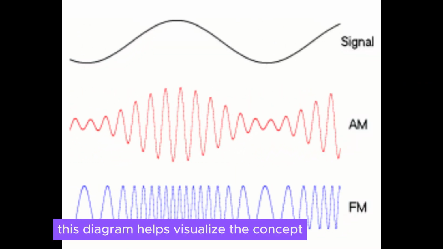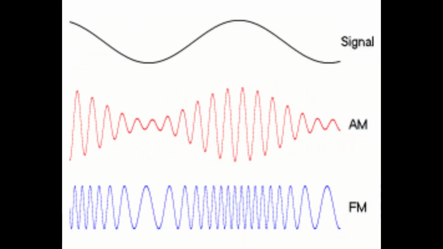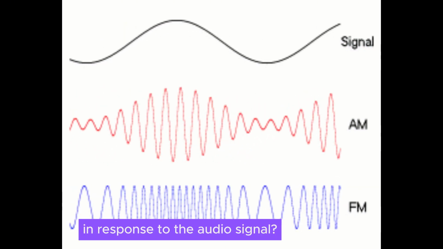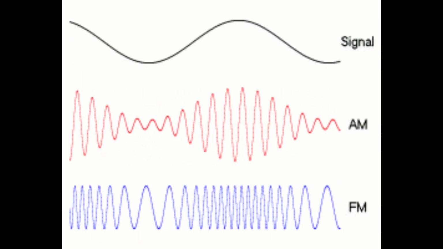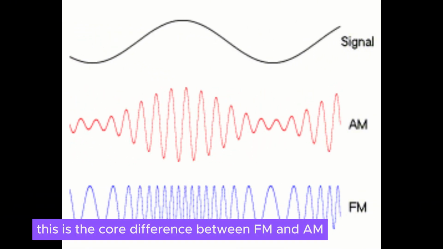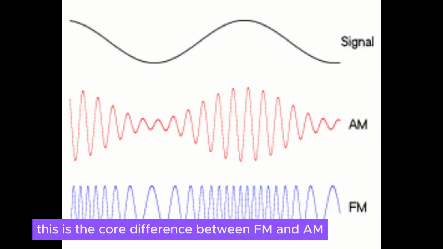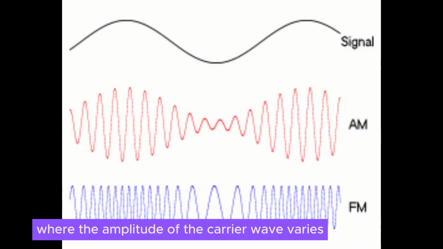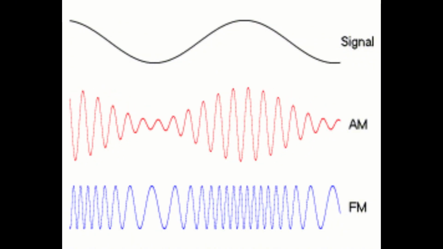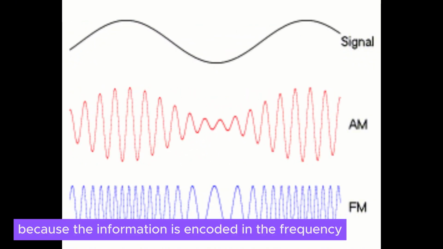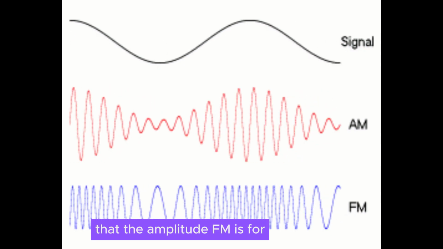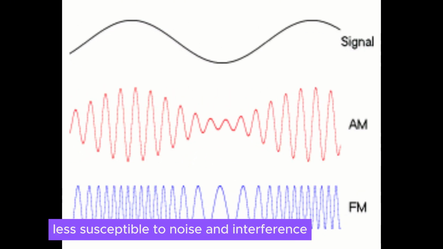This diagram helps visualize the concept. See how the carrier wave's frequency increases and decreases in response to the audio signal? The amplitude of the carrier wave itself remains unchanged. This is the core difference between FM and AM, where the amplitude of the carrier wave varies instead of the frequency. Because the information is encoded in the frequency, not the amplitude, FM is far less susceptible to noise and interference.